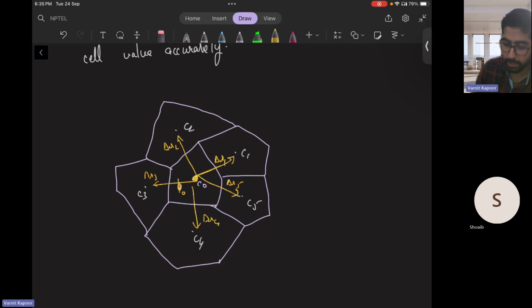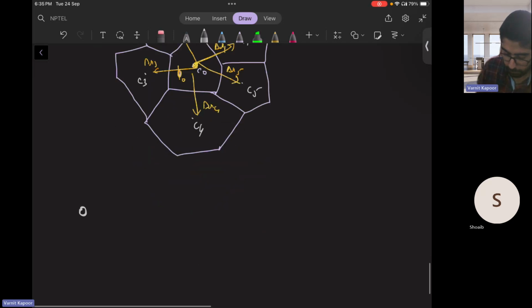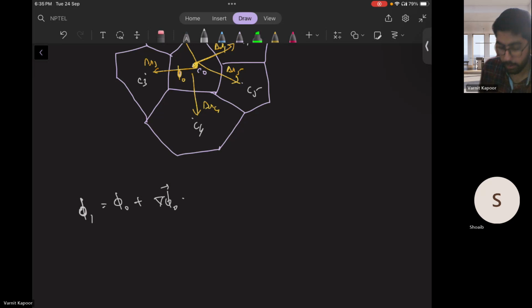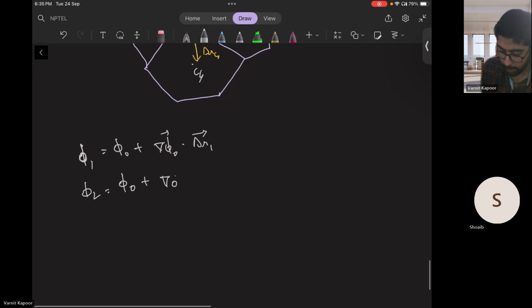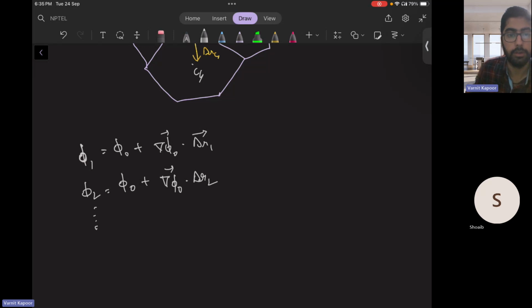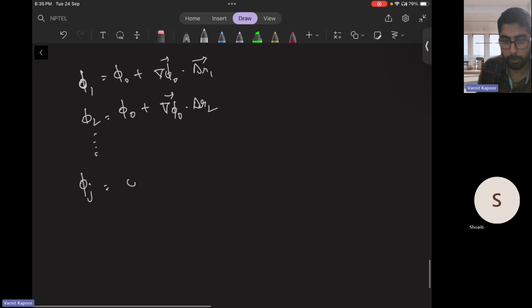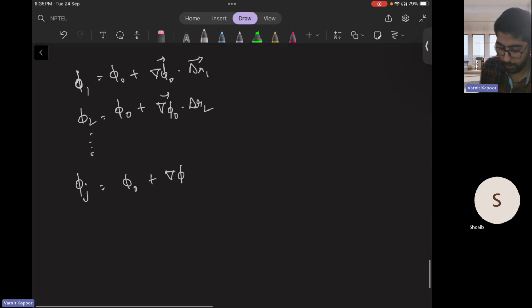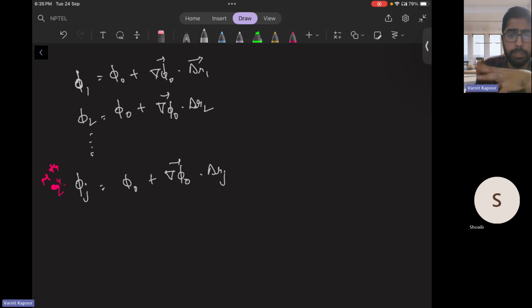So how can I write from the Taylor series expansion this time? Phi 1 with respect to phi naught will be phi naught plus gradient of phi naught dot delta R1. Then phi 2 will be phi naught plus gradient of phi naught dot delta R2. And phi 3, phi 4, and so on. All these values you will get with respect to this. Suppose you say phi j is equal to phi naught plus gradient of phi naught dot delta rj. These are the mth equation terms, so we have m equations.